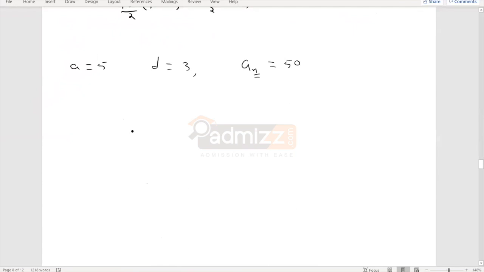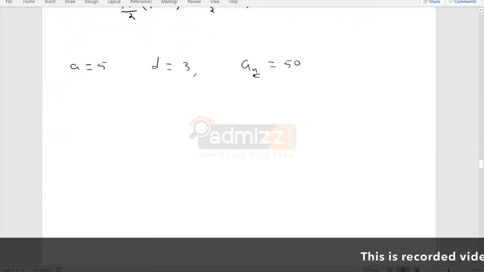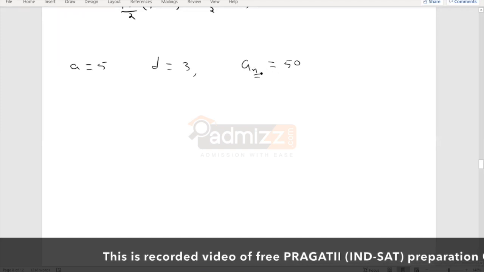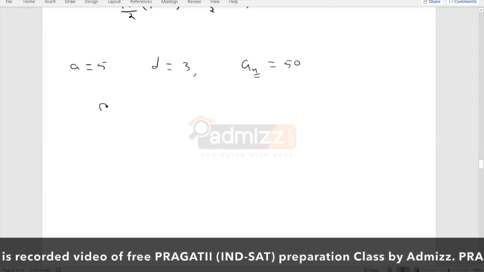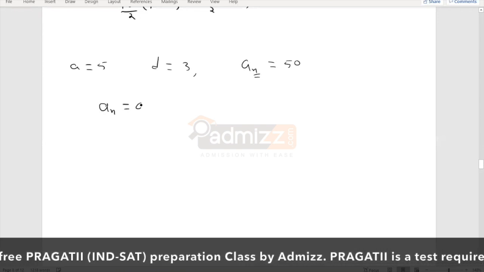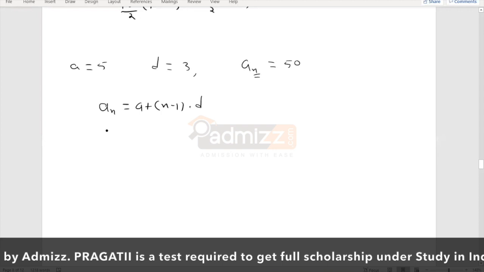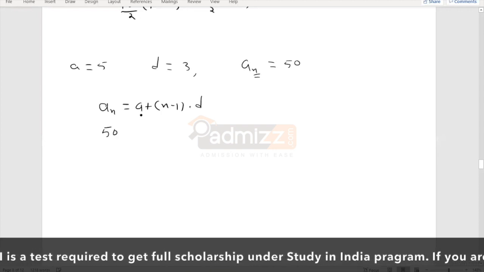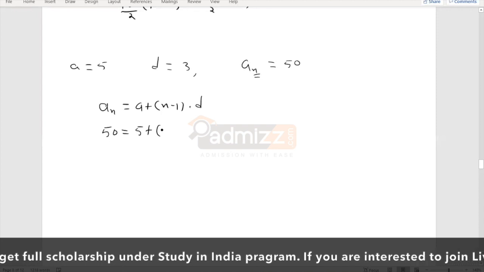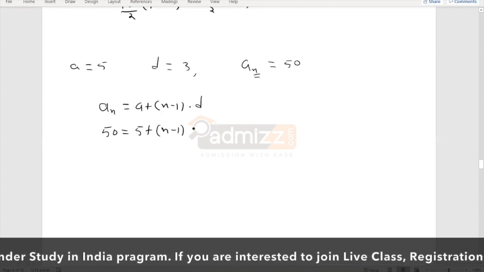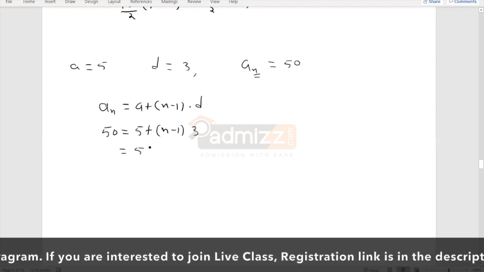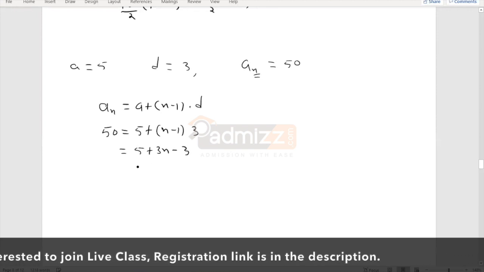Now what about this n? So what is given here? In an arithmetic progression, the first term is 5, the difference between two consecutive terms is 3, and the nth term of the sequence is 50. Then find n. What is n? This n you have to find. Apply an equal to a plus n minus 1 into d. So an is given, this is 50. A is given, 5. n is not given. d is given, 3.